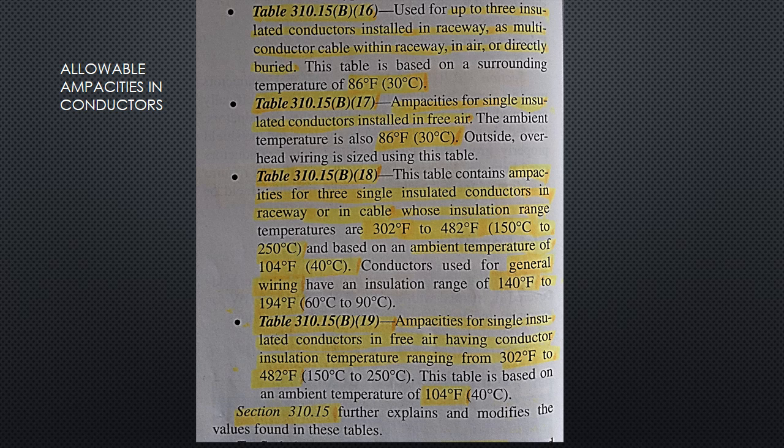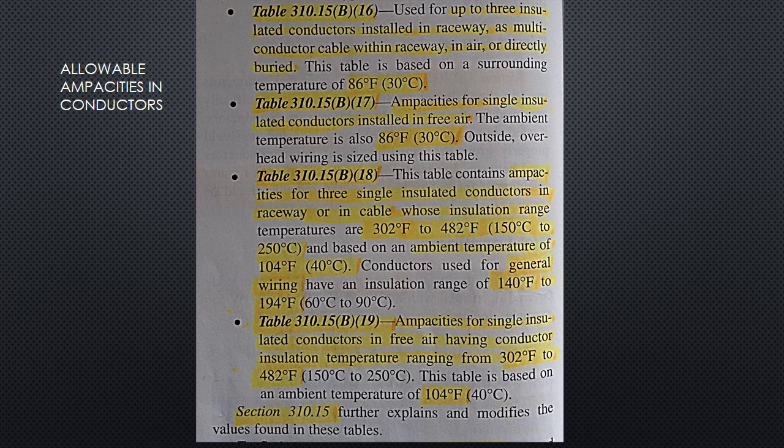The conductors used for general wiring have an insulation range of 140 degrees Fahrenheit to 194 degrees Fahrenheit, that is 60 degrees C to 90 degrees C. And finally, table 310.15(B)(19), ampacities for single insulated conductors in free air having conductor insulation temperature ranging from 302 degrees Fahrenheit to 482 degrees Fahrenheit, that is 150 degrees C to 250 degrees C. This table is based on an ambient temperature of 104 degrees Fahrenheit or 40 degrees C.